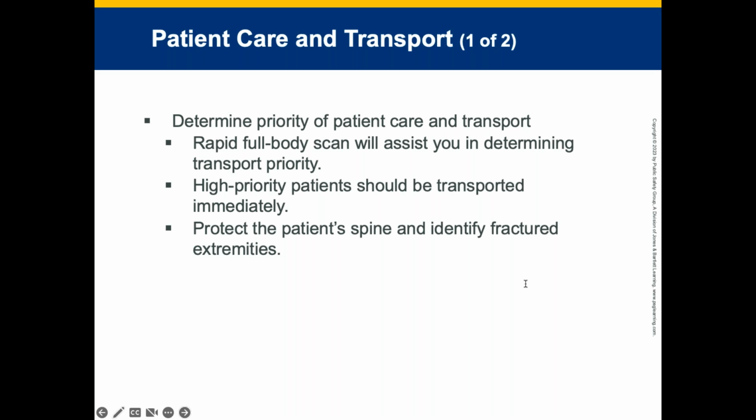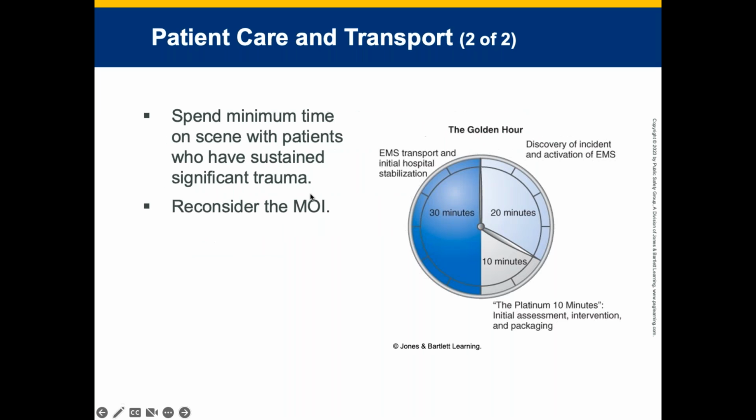So protecting the patient's spine, identifying fractured extremities are integral parts of packaging for transport. Do we need to stabilize? Right? If you suspect a spinal injury or the mechanism of injury is significant enough to cause a possible injury, consider spinal motion restriction early. If you have enough of an impact in a motor vehicle accident or whatever it may be, a fall, to break someone's femur, it's enough to have a spinal cord injury.